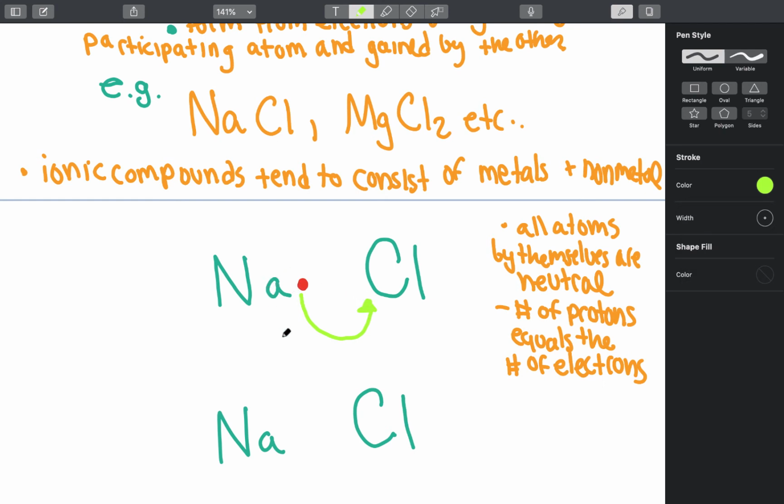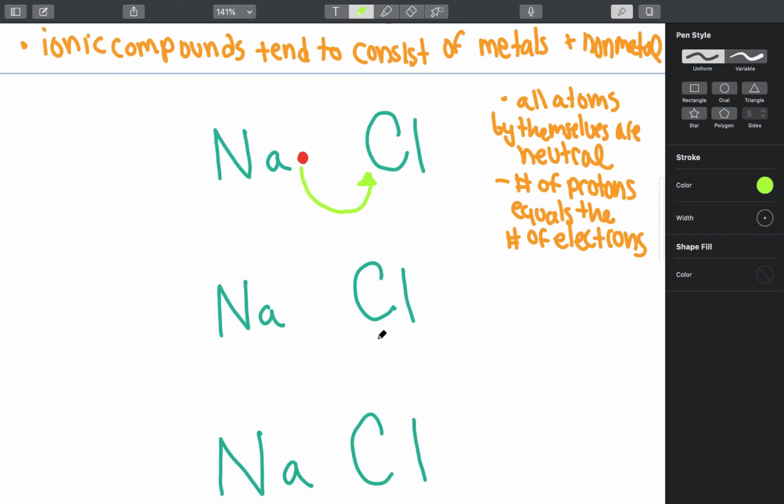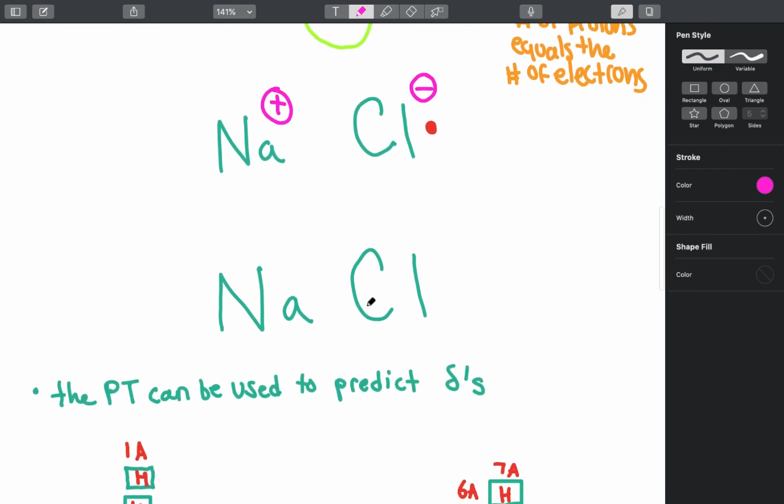So an electron is lost by sodium and gained by chlorine. So what happens during this process? Well, the chlorine gains that electron, and as a result, the sodium gains a positive charge, and the chlorine gains a negative charge. So it's this positive and negative charge that allows an ionic compound to form.